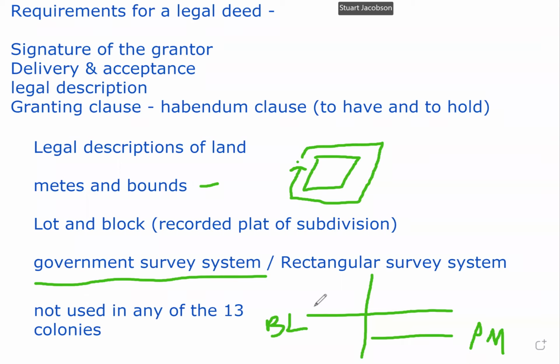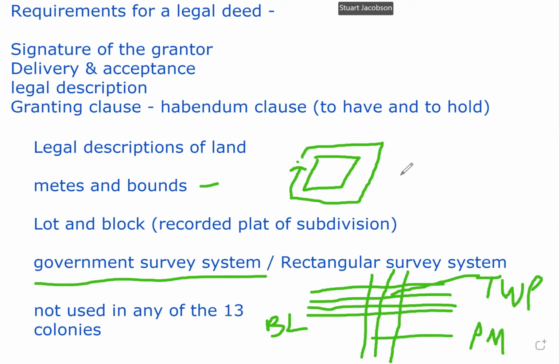Now, within them are going to be other little lines. In the state of New Jersey, you would not need to know these. Other states, maybe you would. You're going to have other little lines called range and township lines. And they're going to create these little square boxes. That's called a township.